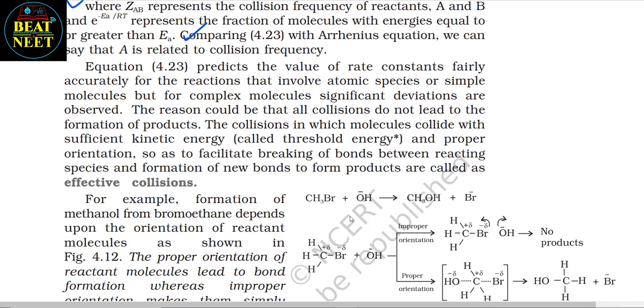Equation 4.23 predicts the value of rate constants fairly accurately for the reactions that involve atomic species or simple molecules, but for complex molecules, significant deviations are observed. The reason could be that all collisions do not lead to the formation of products. The collision in which molecules collide with sufficient kinetic energy, called threshold energy, and proper orientation, so as to facilitate breaking of bonds between reacting species and formation of new bonds to form products, are called effective collisions.